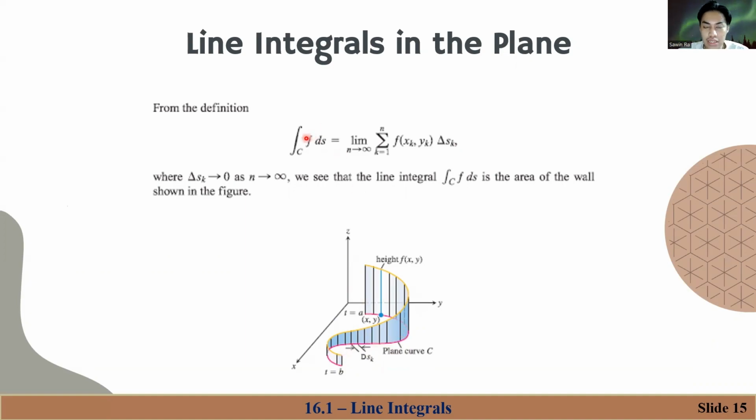So from the definition, the integration over the curve of the function f ds equals the limit as n approaches infinity of the sum from k equal to 1 to n of the function at point xk and yk multiplied by delta sk, where delta sk approaches 0 as n approaches infinity. We see that the line integral of the curve f ds is the area of the wall shown in the figure right here.